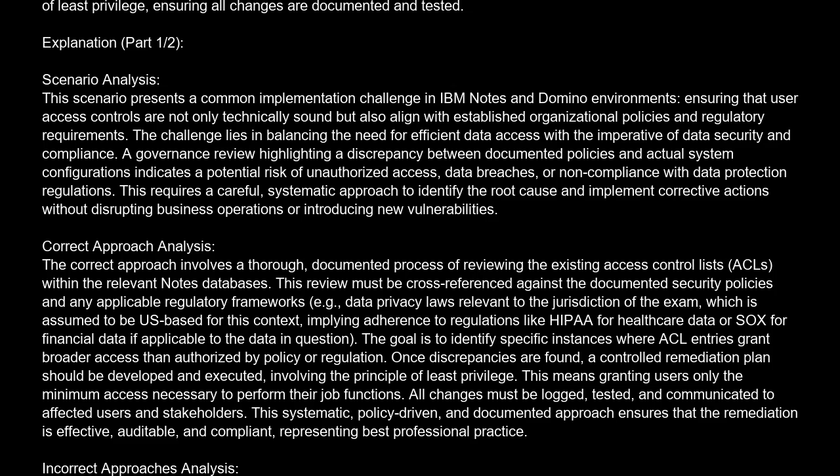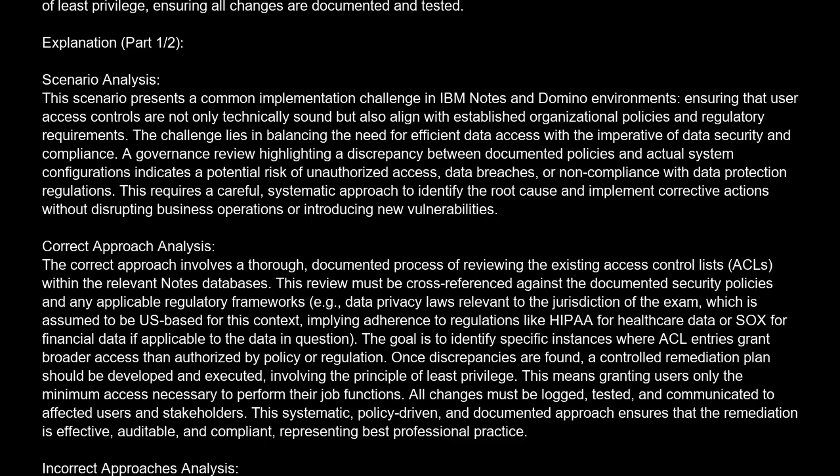The correct answer is A. Conduct a detailed audit of the ACLs in the identified databases, cross-referencing them with the organization's data access policy and relevant data privacy regulations. Develop and implement a remediation plan based on the principle of least privilege, ensuring all changes are documented and tested. Explanation.